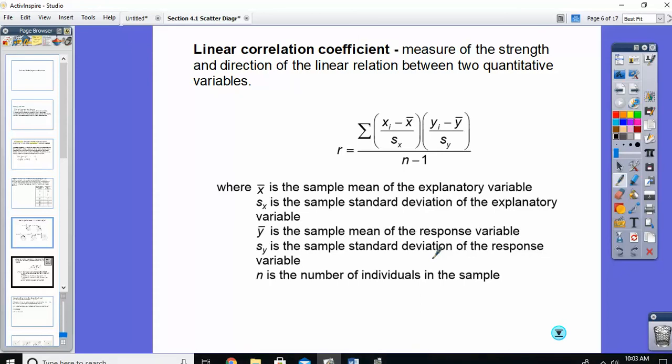What's n? Number of points. So this again, kind of like standard deviation, it's time consuming. I'll ask you to do maybe one by hand. After that, we'll learn how to do them on the calculator. Okay?